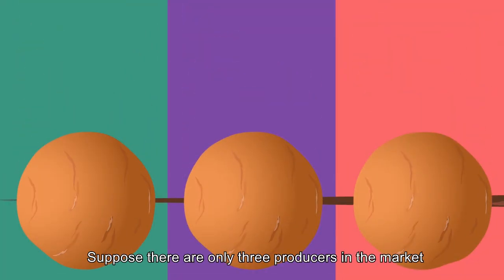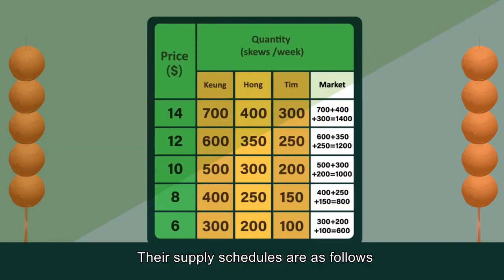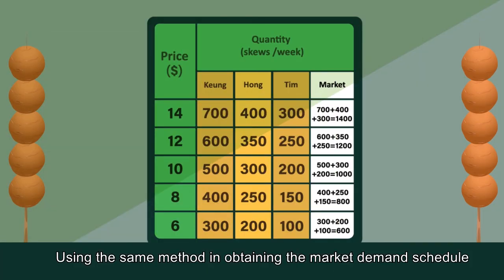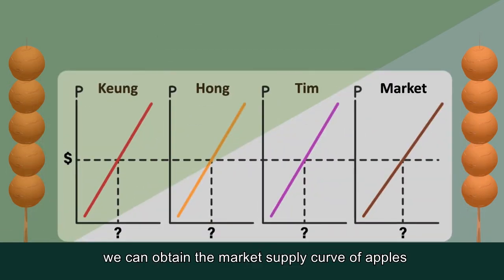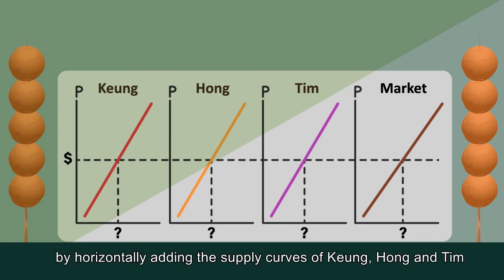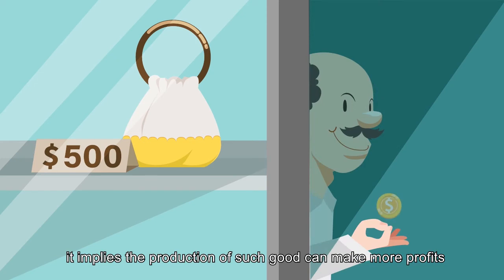Suppose there are only 3 producers in the market who sell fish balls, including Keung, Hong, and Tim. Their supply schedules are as follows. Using the same method in obtaining the market demand schedule, at different prices we can sum up the quantities supplied of all producers to obtain the market supply schedule. On a supply diagram, we can obtain the market supply curve of fish balls by horizontally adding the supply curves of Keung, Hong, and Tim.